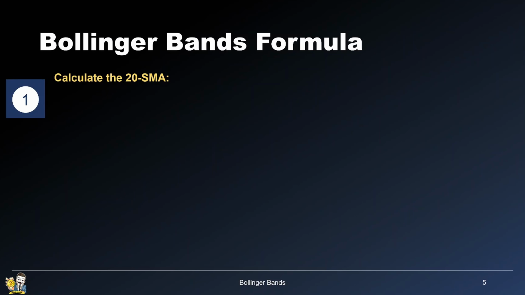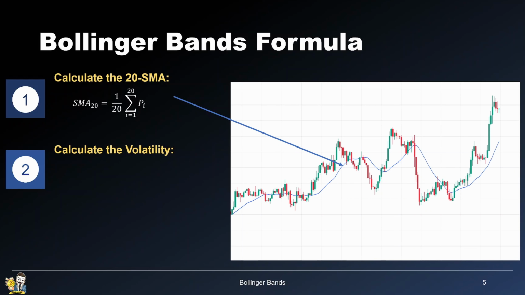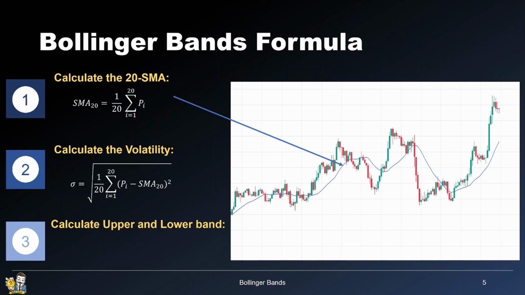The first step is to calculate the 20-period simple moving average using this formula. P is the close. In this chart, the blue line, here, represents the 20-period simple moving average. Next, we calculate volatility, which in statistics is measured using the standard deviation, as shown here. And finally, we build the upper and lower bands.